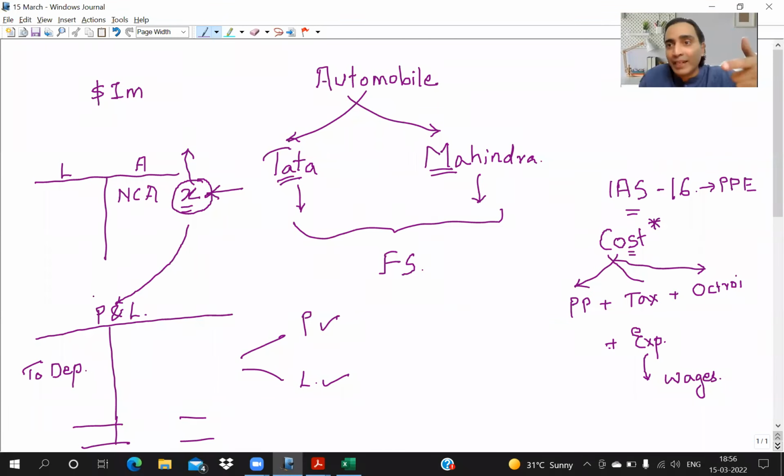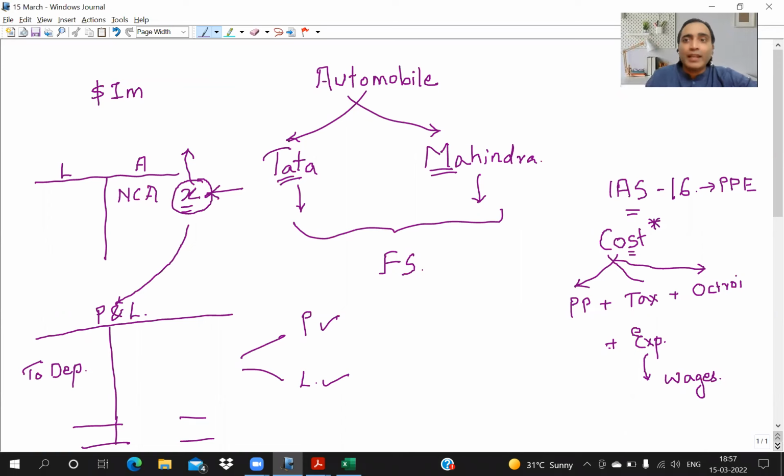You are supposed to capitalize it. This is what IAS 16 says. Now, the question was, why do we need IFRS? That was the foundation question that we started off.